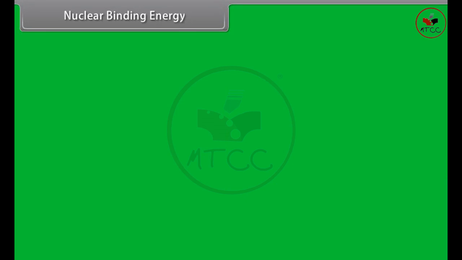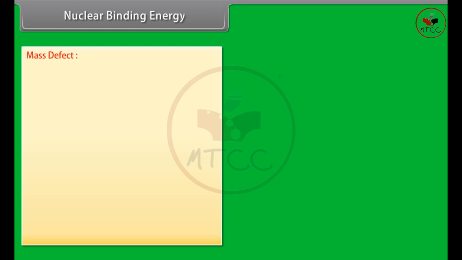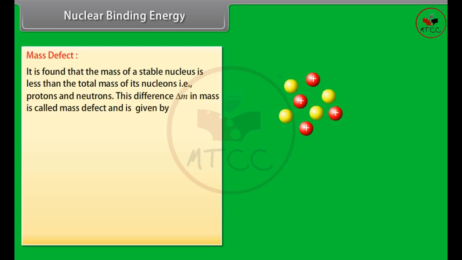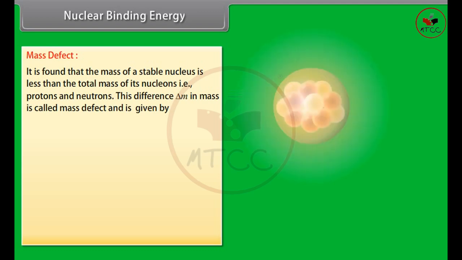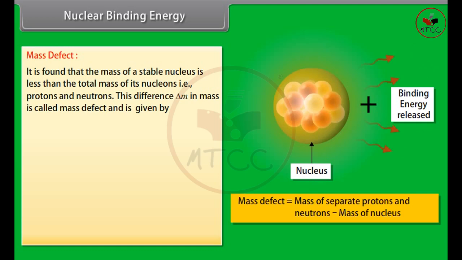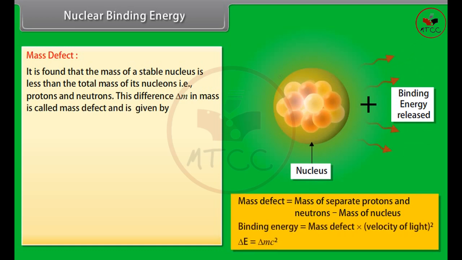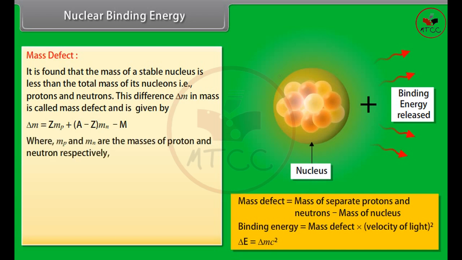Nuclear binding energy. Mass defect. It is found that the mass of a stable nucleus is less than the total mass of its nucleons, that is protons and neutrons. This difference delta m in mass is called mass defect and is given by delta m is equal to [Z mp + (A - Z) mn] - M, where mp and mn are the masses of proton and neutron respectively. M is the actual mass of nucleus.